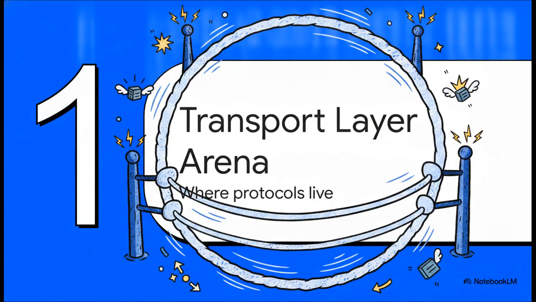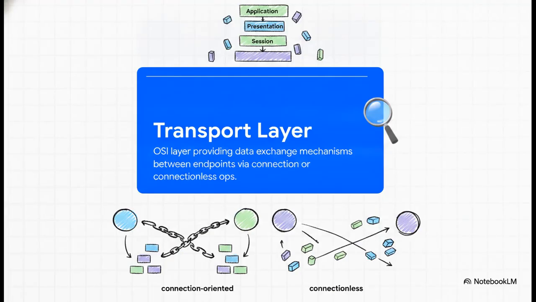All right, part 1, the transport layer arena. Let's figure out where these protocols actually live. We have to place these protocols within the grand scheme of things, specifically the 7-layer OSI model. They live right in the middle, in layer 4, the transport layer. You can think of this layer as the ultimate bridge. It sits between your application layers up top and the network layers down below.